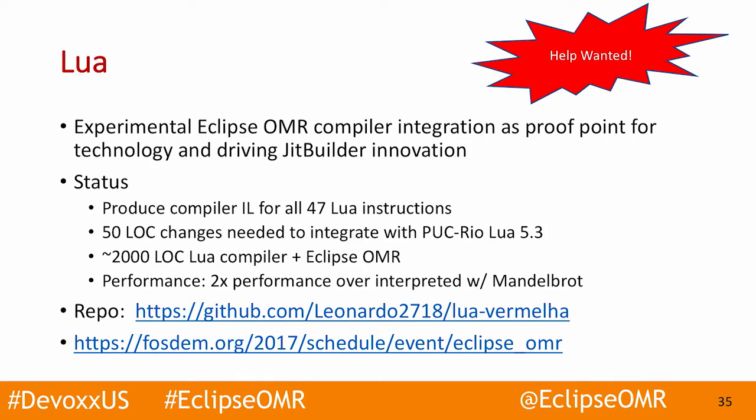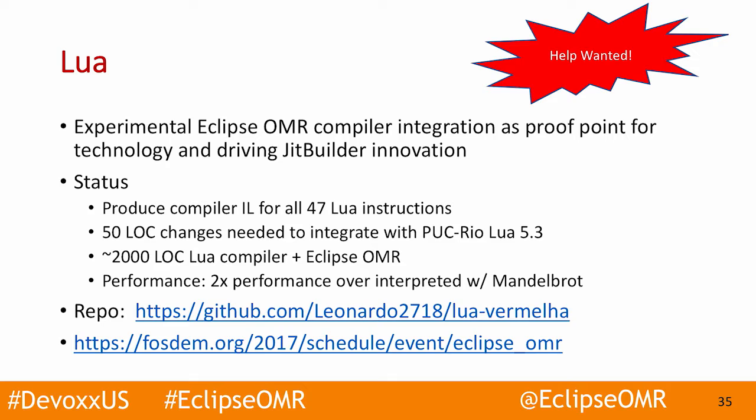Lua is another area that we've kind of moved into as well. This actually started as a bit of a pet project. We just wanted to see how easy it would be to hook up the compiler technology into Lua using JITBuilder. And as it turned out, it was actually relatively straightforward. In terms of the changes to the VM, it only needed about 50 lines of code to Pacrio Lua. And we probably had to provide about 2,000 lines of code for the actual compiler itself. And just by doing that, we were able to achieve some fairly respectable performance improvements on a few tests.